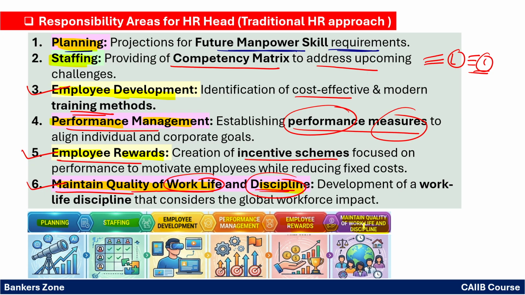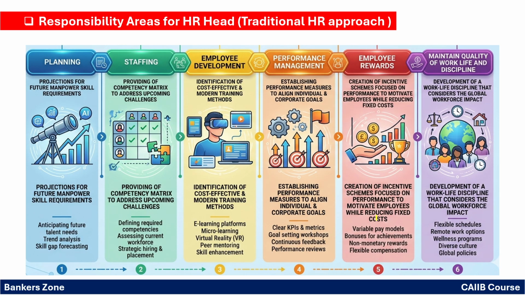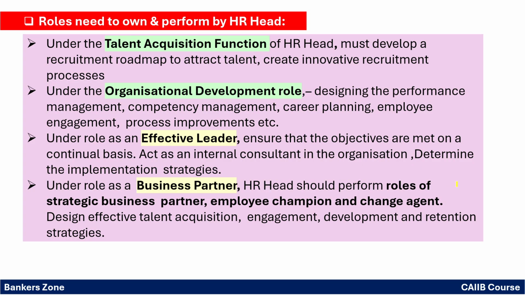Now see, what we learn is very simple. Through the image you will get better clarity. The HR head will do the planning about the manpower requirement. The HR head will do the staffing, meaning transfer, posting, etc., ensuring proper staff at a proper place. Employee development means training for the employees. Performance management: measure the performance, like PMS. Employee reward: give rewards to the top performers and good performers, and maintain quality of work life and the discipline in the organization.